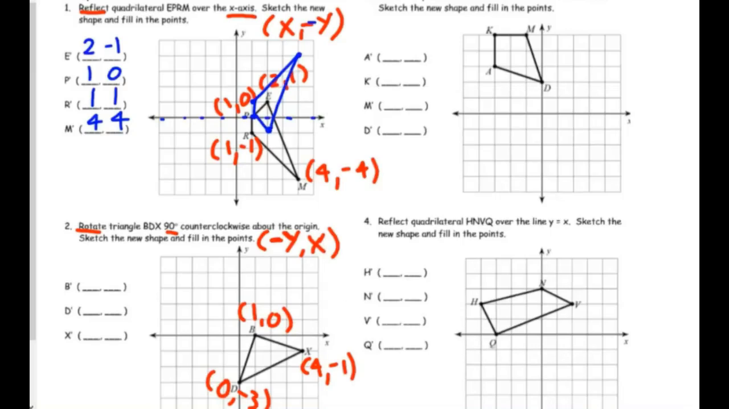So on b, the y is 0. That doesn't change. When I flip the order, I get 0, 1. For letter D, 0, negative 3, that y value, negative 3, becomes positive. And then I switch the order to get 3, 0. Notice the 2 changes I did. And then for x, 4, negative 1 becomes 1, 4. We plot these 3 points. And you can see I get a triangle that has been rotated 90 degrees counterclockwise, going, as one would say, to the left. Okay.